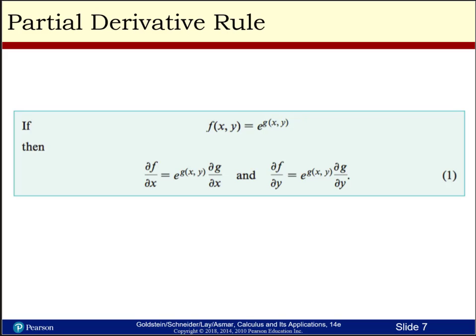So here's our partial derivative rule. If f of x, y equals e to another function g, and g is a function of x, y, then the partial of f with respect to x is e to that same g function, and then we just take the derivative of g with respect to x. The same goes for the partial of f with respect to y. It'll just be e to that same g function times the partial of g with respect to y.